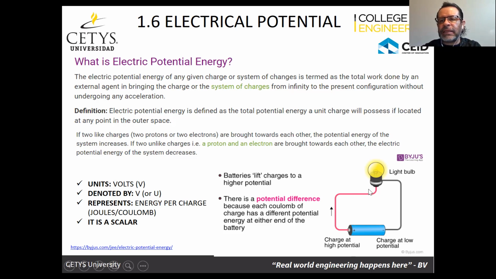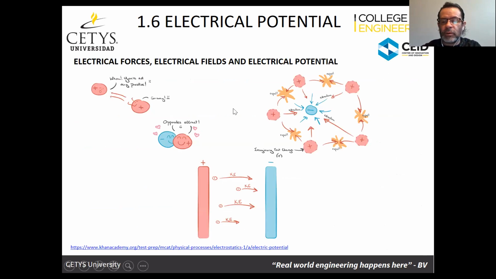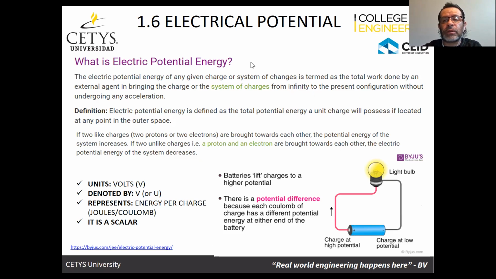Once I connect these two via some sort of connection, the charges are always going to go from the place that has the largest potential to the place that has the lesser potential. And that's how electrical charge is moved from one place to another, generating what we call current, or electrical current. Which is basically this that we have here. This is electrical current.